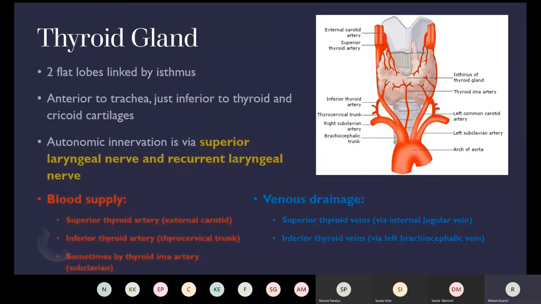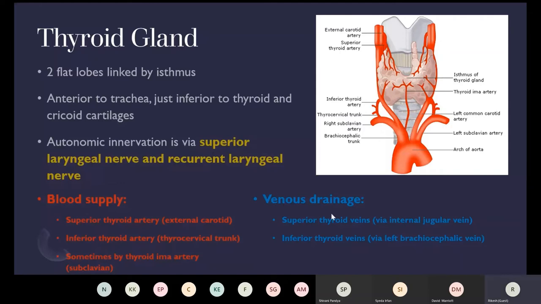So first, the thyroid gland. The thyroid gland has two flat lobes linked by an isthmus. It's just anterior to the trachea and inferior to the thyroid and cricoid cartilages. Its autonomic innervation is via the superior laryngeal nerve and the recurrent laryngeal nerve. The blood supply is via the superior thyroid artery, which is a branch of the external carotid. You can see that in the picture here, coming down. And then the inferior thyroid artery, which is part of the thyrocervical trunk. And then sometimes this thyroid artery, which is a branch of the subclavian.